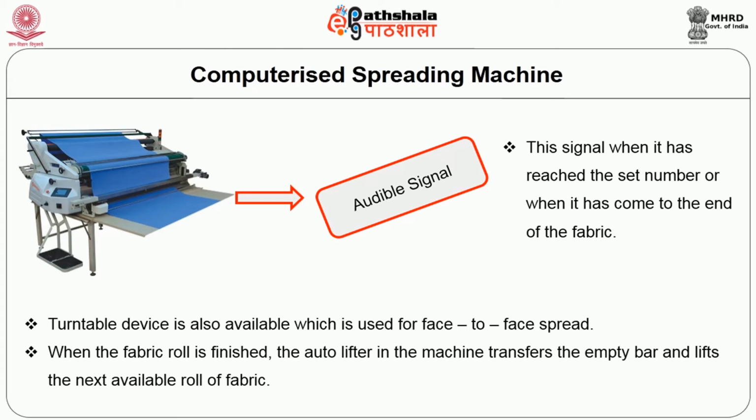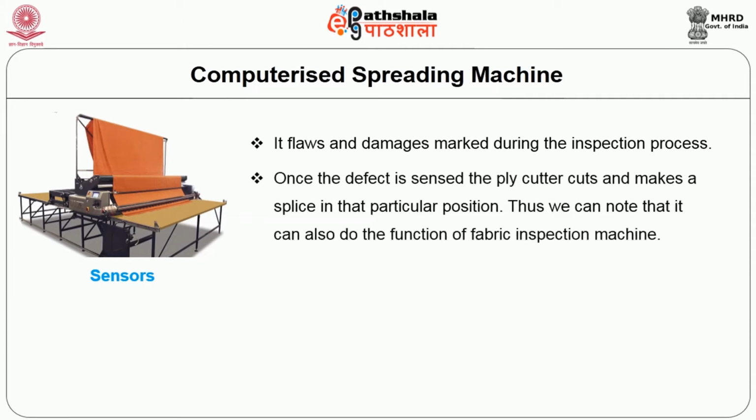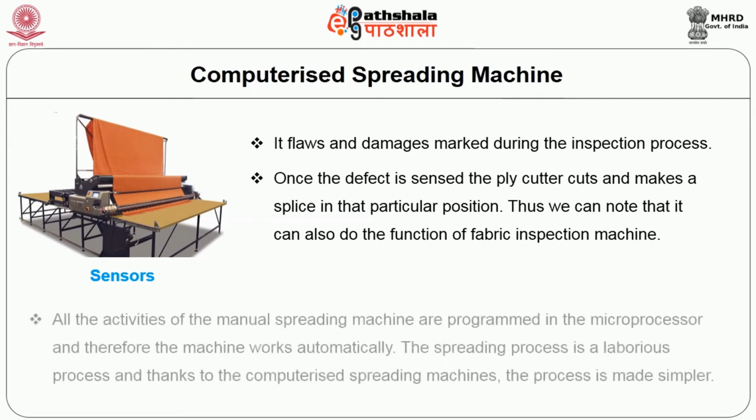When a fabric roll is finished, the auto lifter in the machine transfers the empty bar and lifts the next available roll of fabric to the machine. Some machines have inbuilt sensors which detect flaws and damages marked during the inspection process. These defects, once sensed, are cut by the ply cutter and a splice is made in that particular position. Thus, we can note that it can also do the function of a fabric inspection machine.